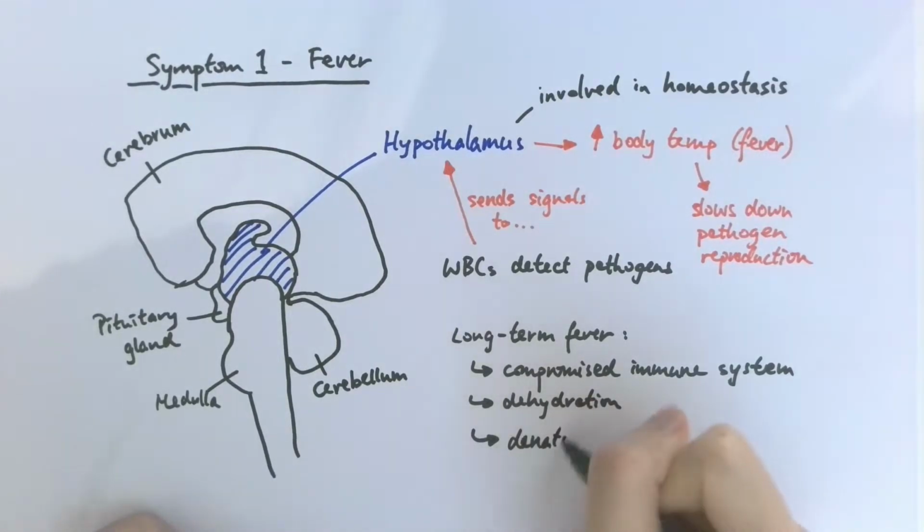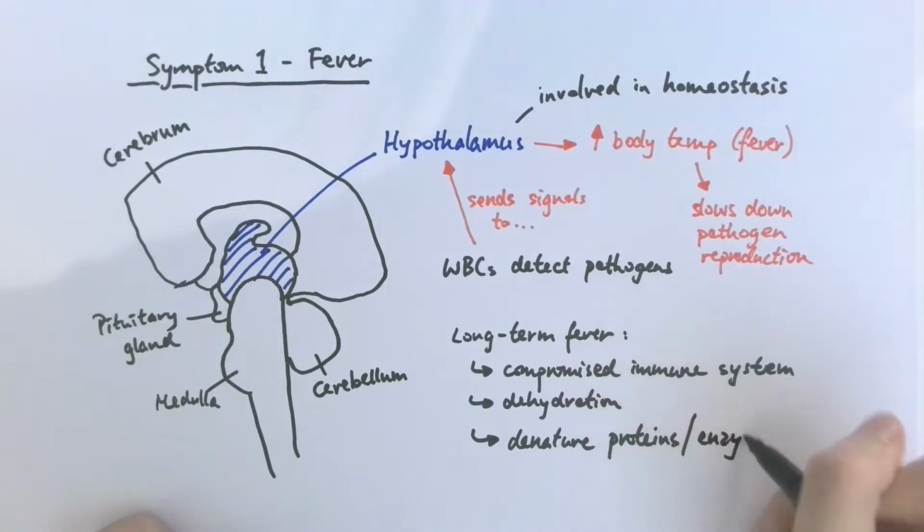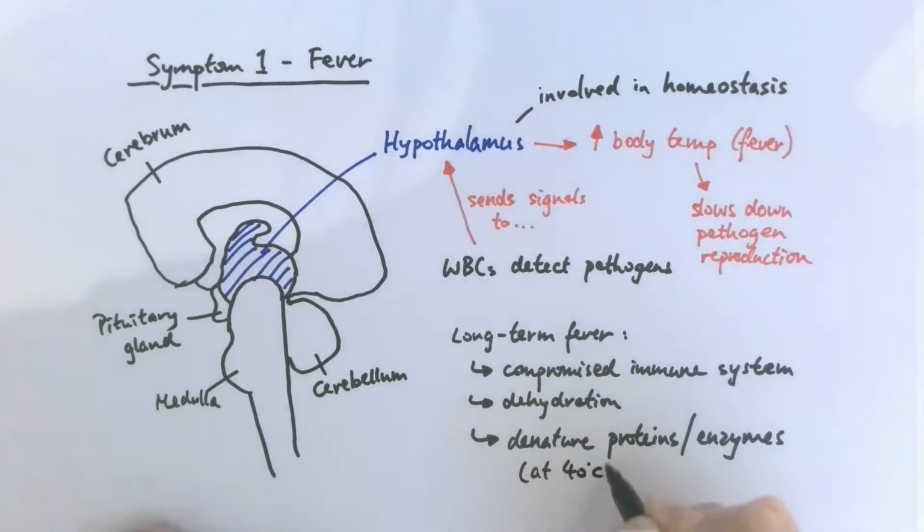Another thing is that the animal proteins such as enzymes could denature at higher temperatures, which would then disrupt lots of our essential internal reactions.